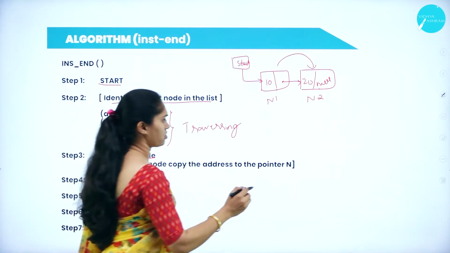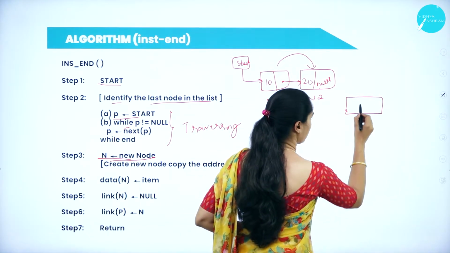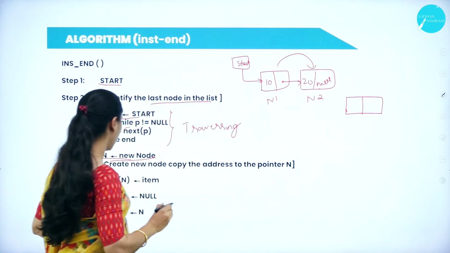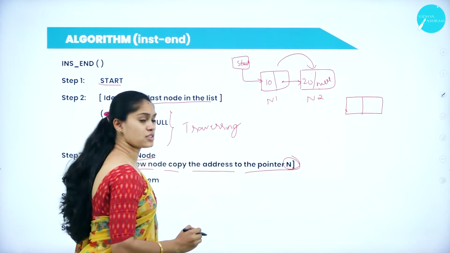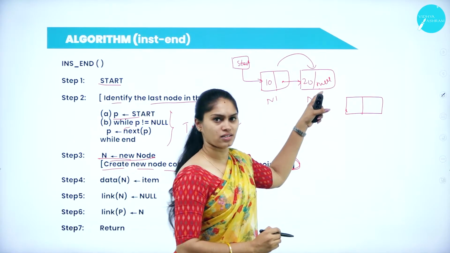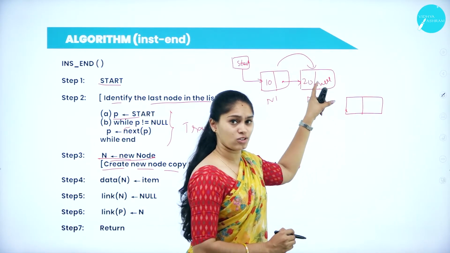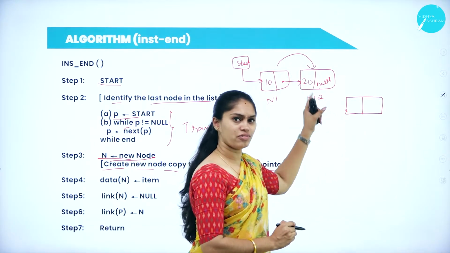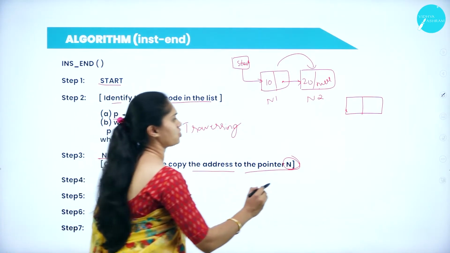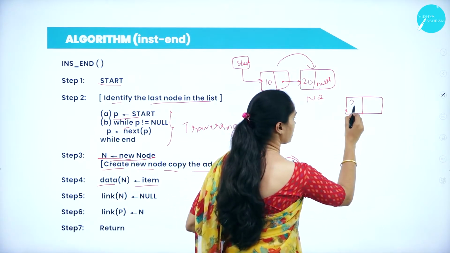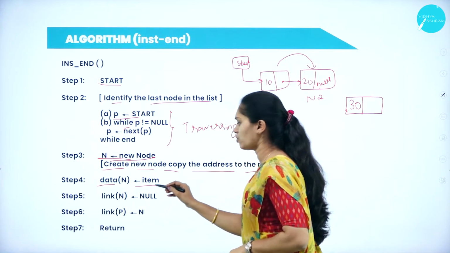So let me create one new node called n3, and that is the new node I have created. Create a new node and copy the address to the pointer n. So here we have a pointer. I have to copy the address of this new node to the existing node, that is the last node of a linked list. Then data of n item. I have to give the item value here, that is the data. Let me take that as 30 and link of n is equal to null.